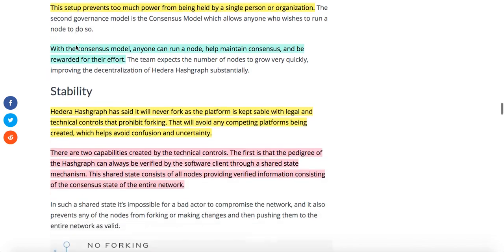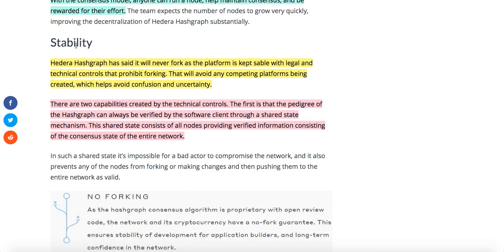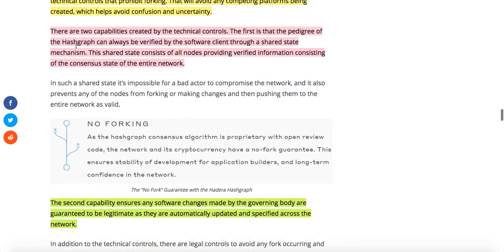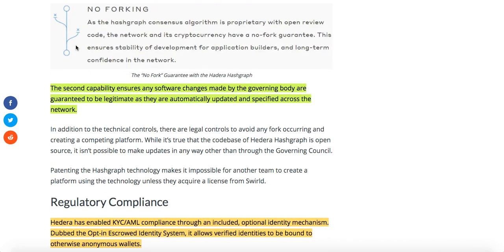Amazing. Fourth, stability. Hedera Hashgraph has said it will never fork, as the platform is kept stable with legal and technical controls that prohibit forking. That will avoid any competing platforms being created, which helps avoid confusion and uncertainty. There are two capabilities created by the technical controls. The first is that the state of the hashgraph can always be verified by the software client through a shared state mechanism. This shared state consists of all nodes providing verified information consisting of the consensus state of the entire network. The second capability ensures any software changes made by the governing body are guaranteed to be legitimate, as they are automatically updated and specified across the network.